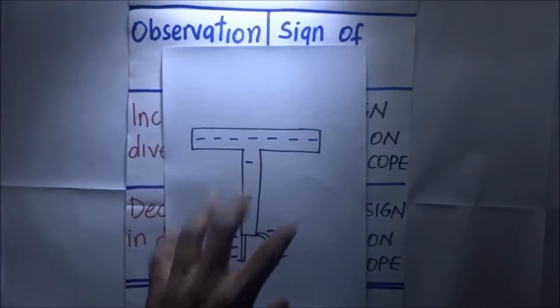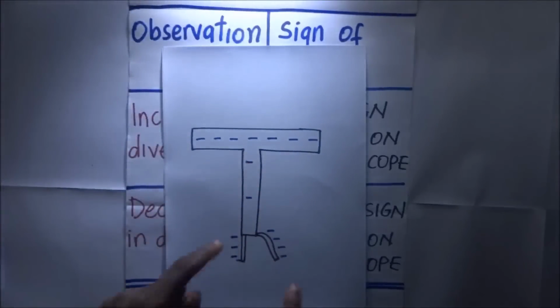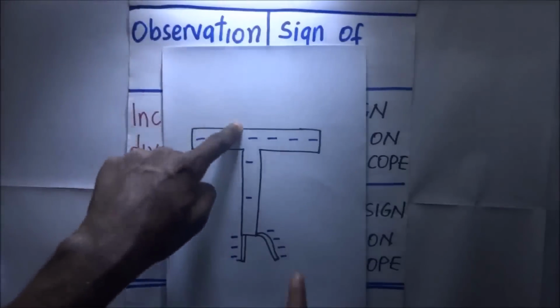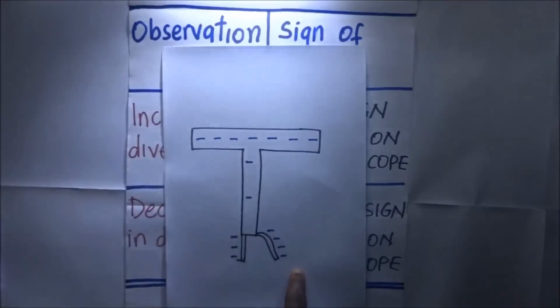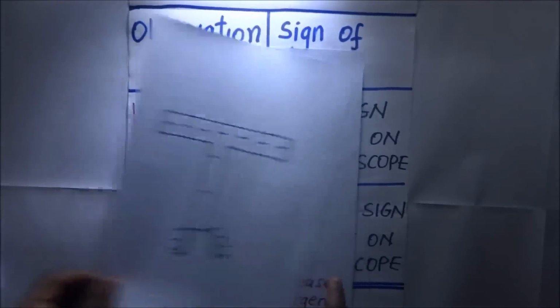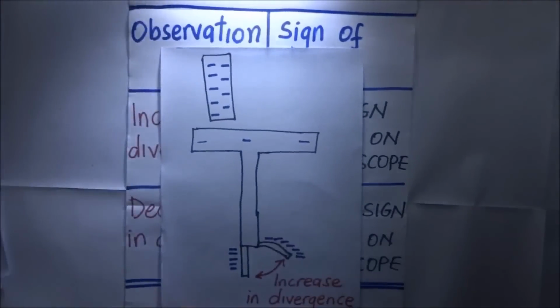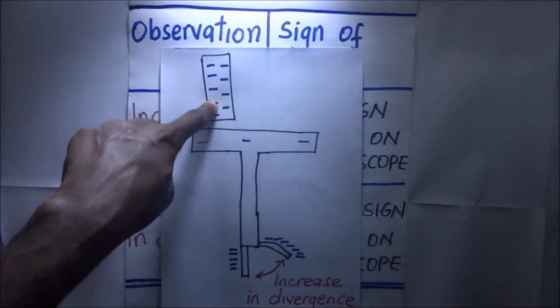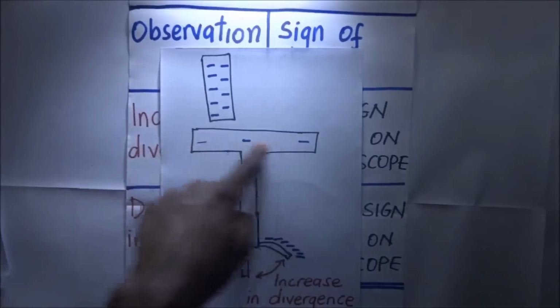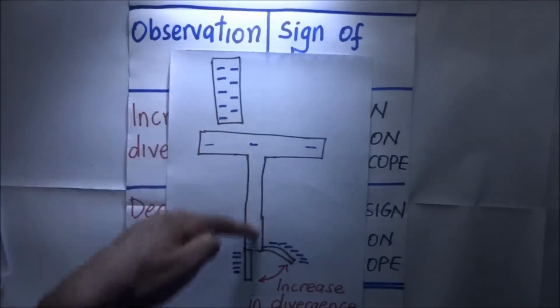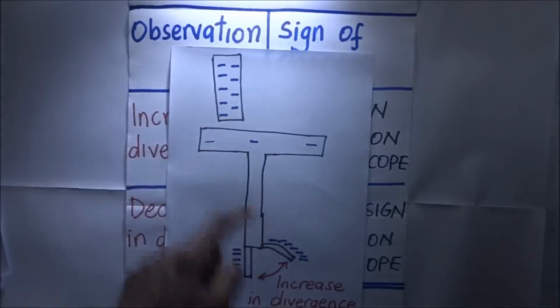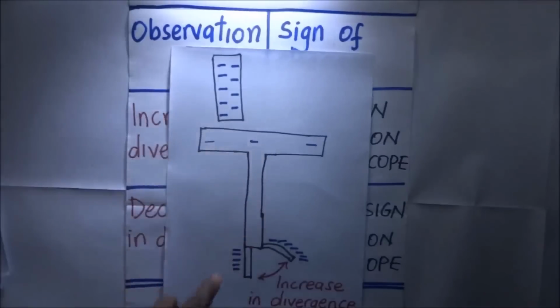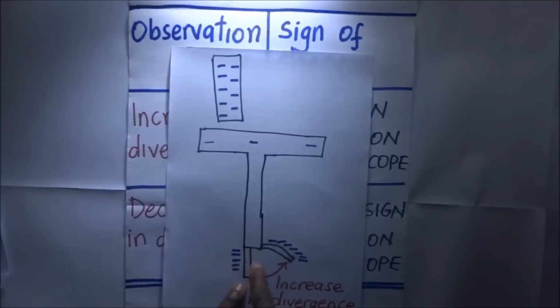If we have a negatively charged gold leaf electroscope and we introduce a body on top that is also negatively charged, what will happen? This negatively charged rod is going to repel the negative charges on top down. So the negative charges, upon being repelled, will create an excess of negative charges at the brass plate and at the gold leaf, and this will cause an increase in divergence.